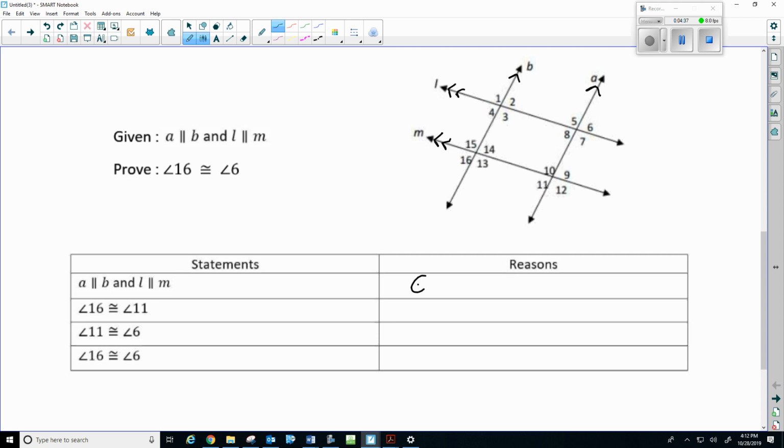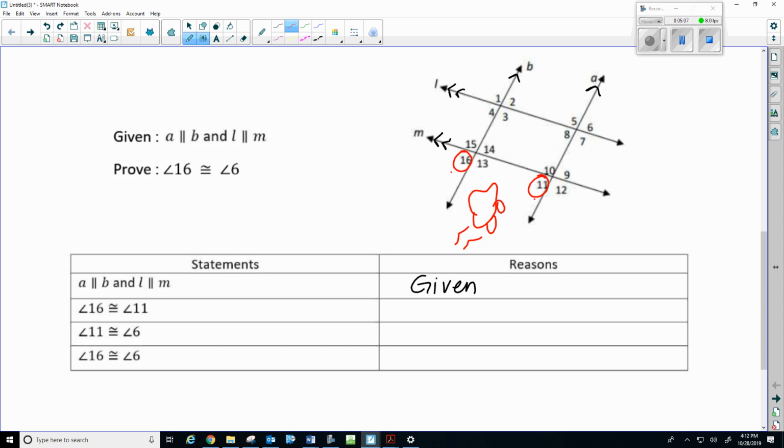So our first one, as always, is going to be given. And then we're going to take a look at angle 16 and angle 11. So here's 16 and here's 11. And we notice here that we are on the same side of transversal M, but one is interior and one is exterior, of the parallel lines right here. One is inside, one is outside.